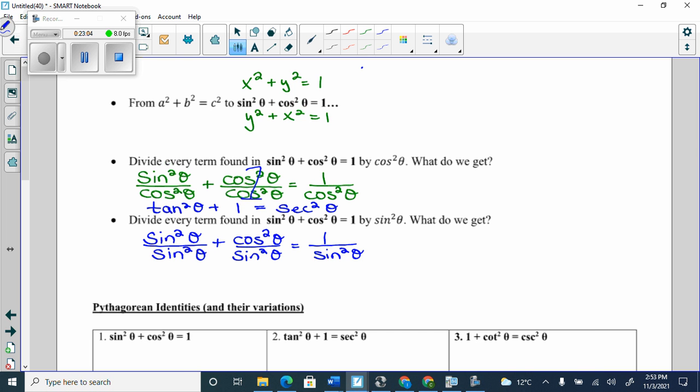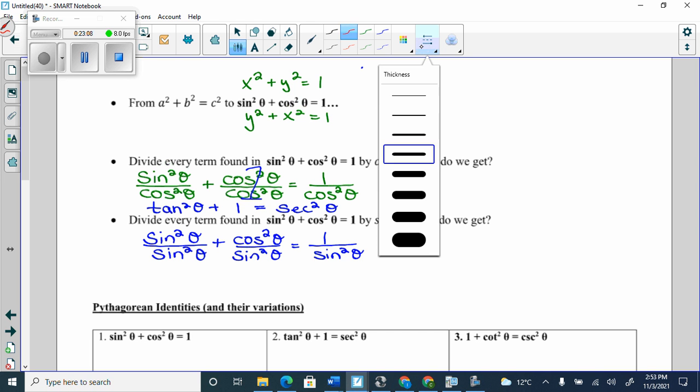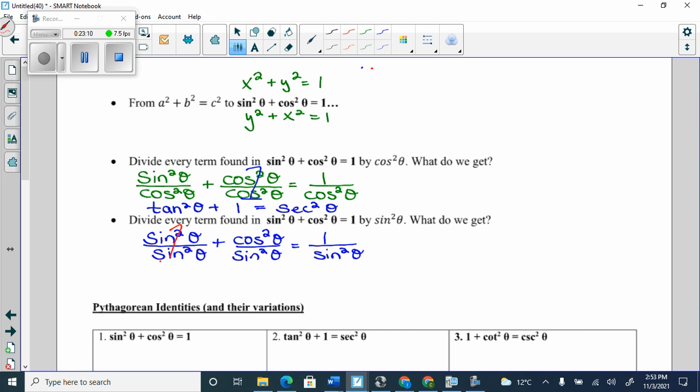Sine squared divided by sine squared is what? 1. I'm going to change my color. This is 1. What's cos squared divided by sine squared? Cotangent squared. And what's 1 divided by sine squared? Cosecant squared. Remarkable. It's the third equation. See how that happened? Just line them all right up there, okay?